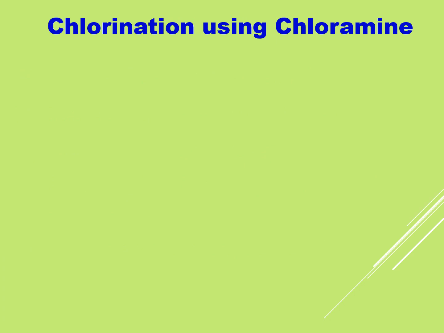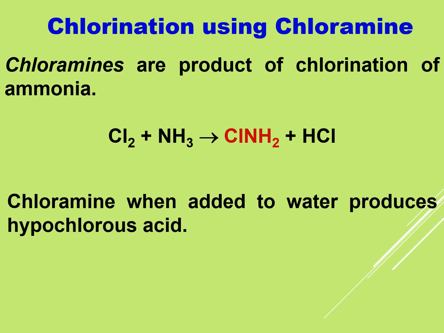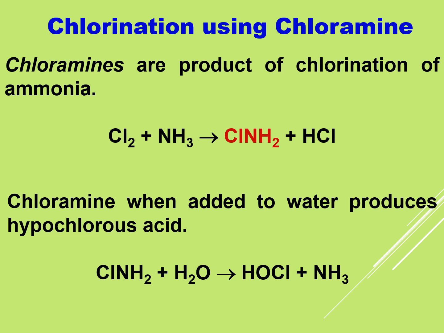Other than chlorine, we can use some substances for chlorination. One such substance which is effective is called chloramine. What is chloramine? Chloramine is a product of chlorination of ammonia. Chlorine plus ammonia gives chloramine plus HCl, ClNH2. That is chloramine. Chloramine also gives hypochlorous acid when mixed with water.